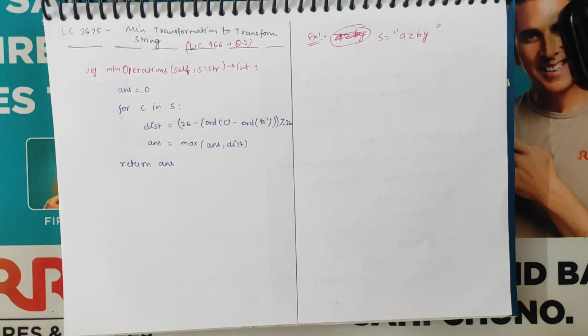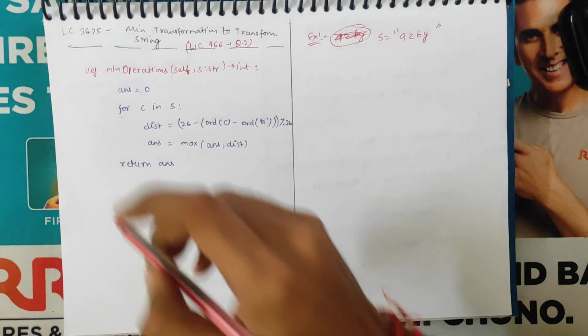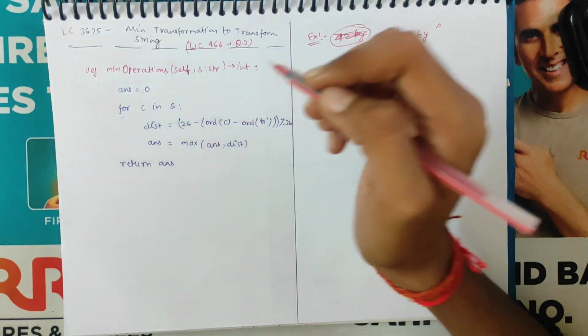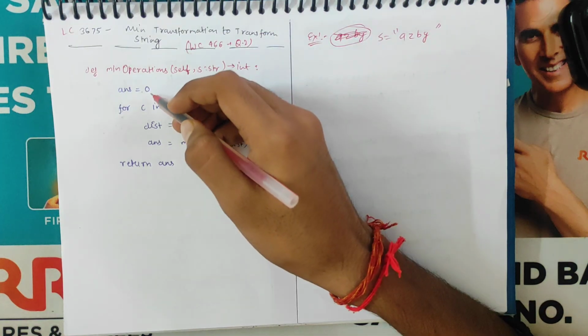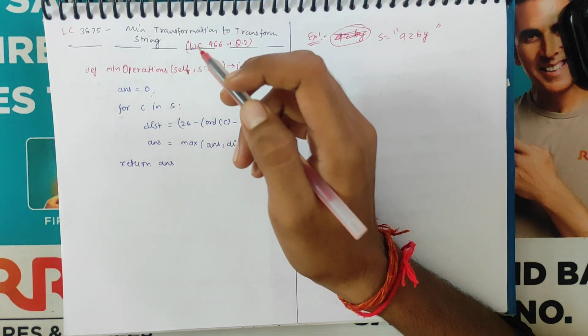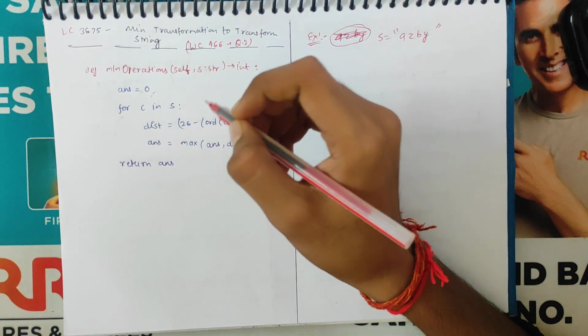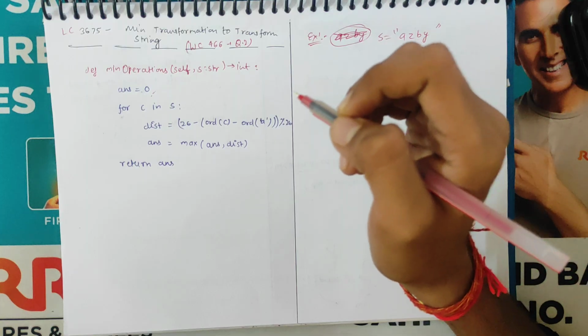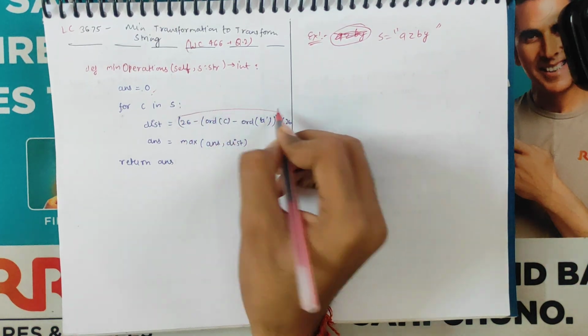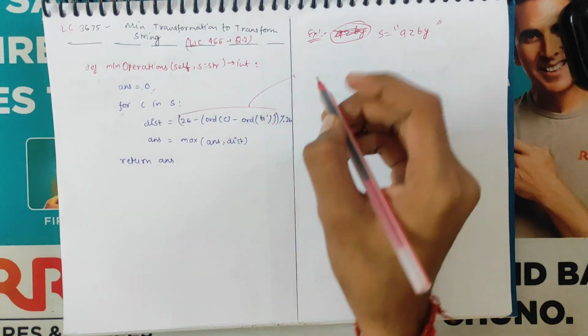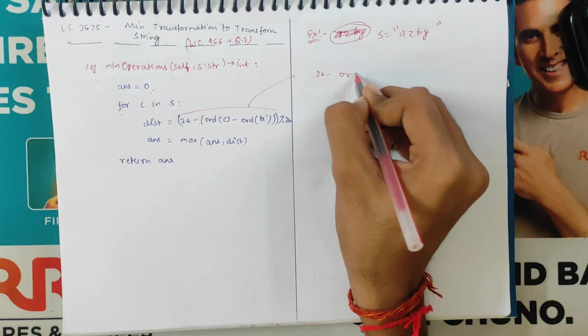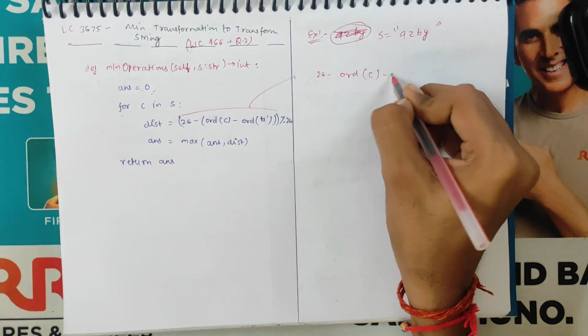Here is the Python code. So we are initializing a variable answer from 0, and we are iterating over the whole string. And this part, let's explain this part: 26 minus ord of the character.